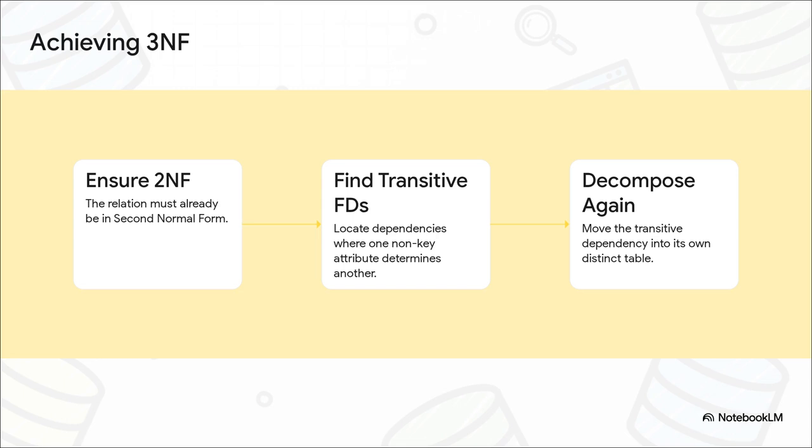So the wage doesn't depend directly on the employee, it depends on a non-key attribute, the rating. It's like a game of telephone. This indirect relationship is what's causing those insertion and deletion anomalies. So 3NF tells us, break that chain. We're going to pull the rating and the wage out into their very own table.